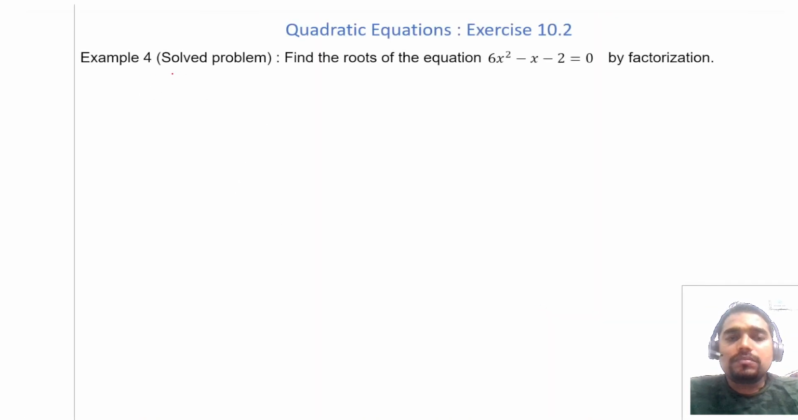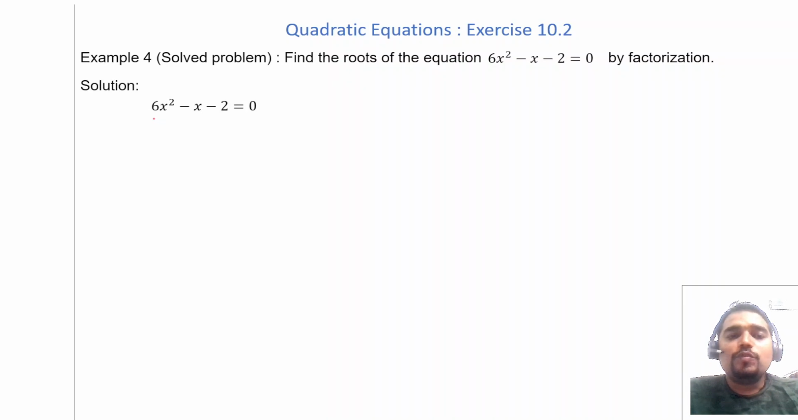Here we are solving a solved problem wherein the problem statement is: find the roots of the equation 6x square minus x minus 2 equals 0 by factorization. Let us solve it. I've noted down the equation, which is 6x square minus x minus 2 equals 0.